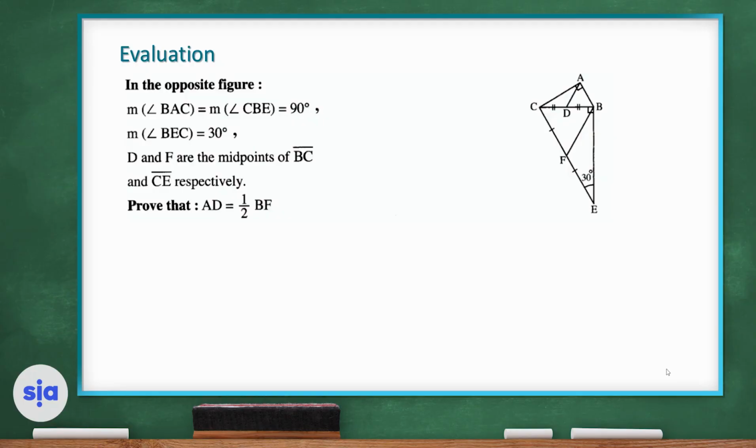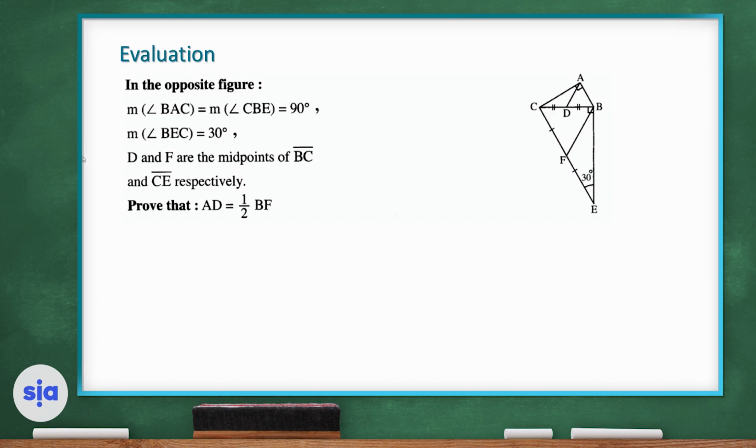Now, let's move to the evaluation part. In the opposite figure, measure of angle BAC is equal to measure of angle CBE is equal to 90 degrees, where the measure of angle BEC is 30 degrees, D and F are midpoints of BC and CE respectively. The question wants us to prove that AD is equal to half BF.